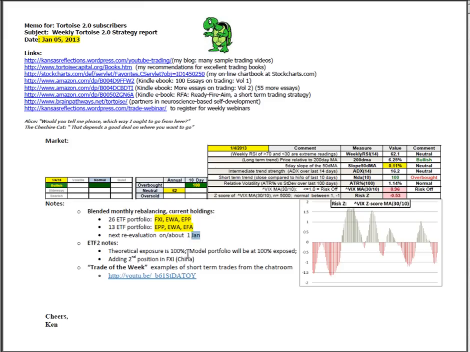ETF 2, the theoretical exposure is at 100%. The model portfolio will be at 100% exposed when adding the second position. This link is to a trade of the week discussion concerning details on how we compute this new VIX market volatility index.